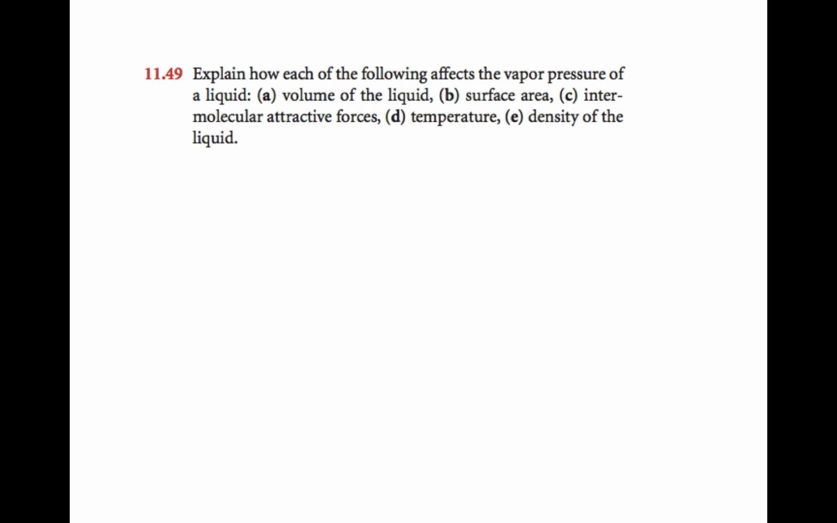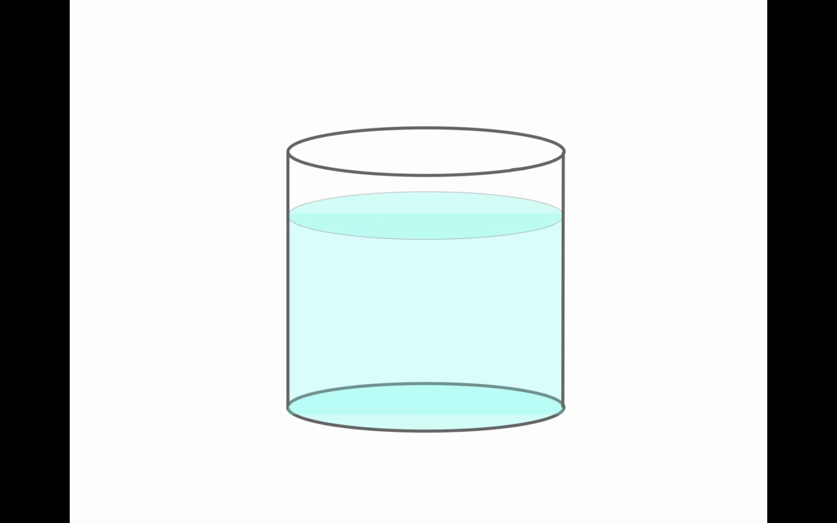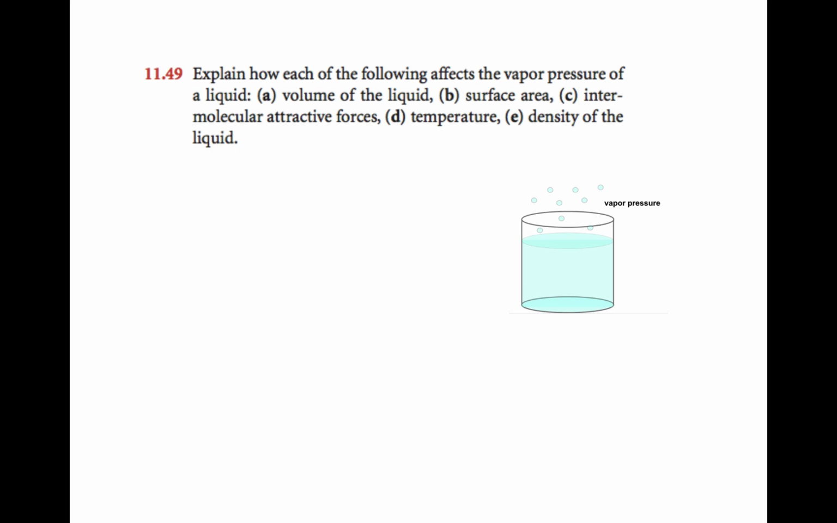Explain how each of the following affects vapor pressure of a liquid. So first thing before we start answering these, we have to remind ourselves what vapor pressure is, right? So anytime you have a liquid, a certain number of the particles in the liquid have enough kinetic energy to escape the liquid phase and go into the gas phase. And this is what vapor pressure is, right? It's the pressure of the particles in the gas phase over the liquid.